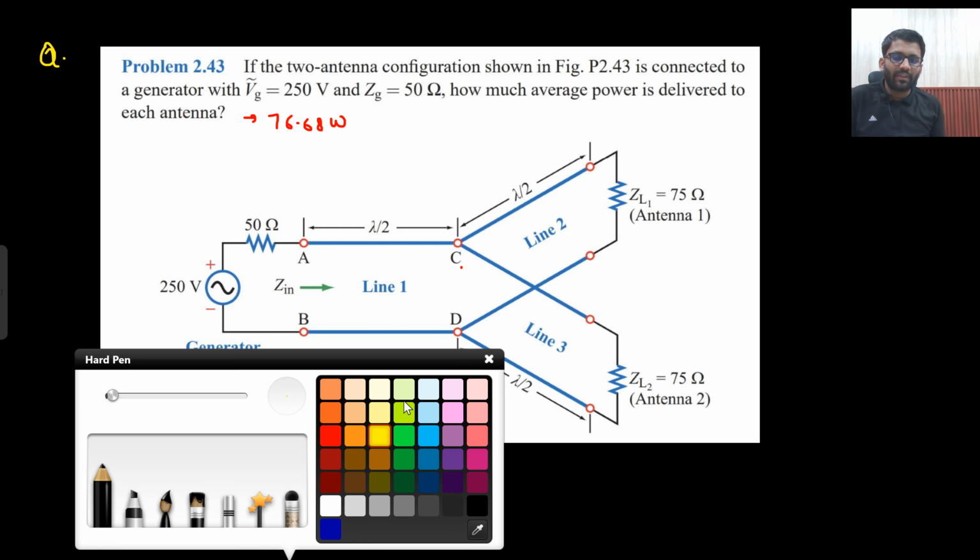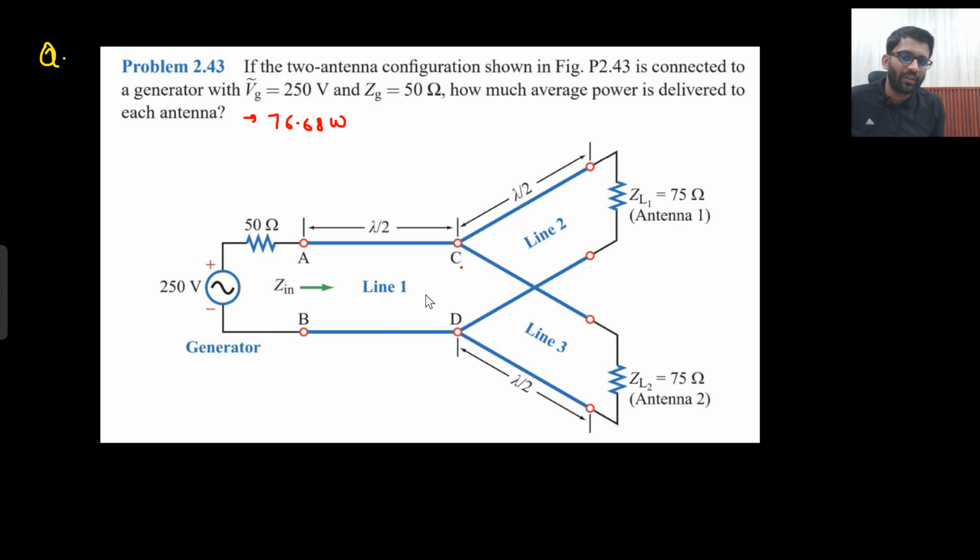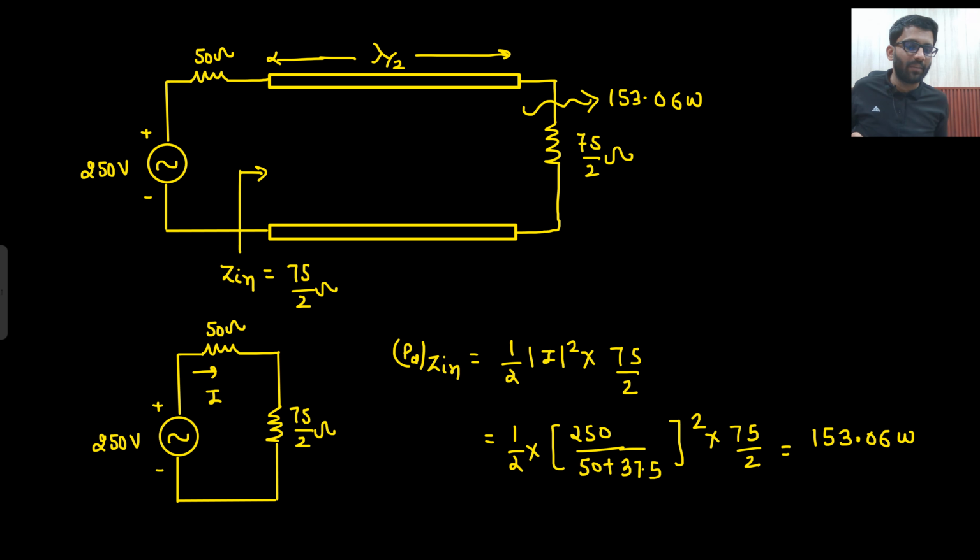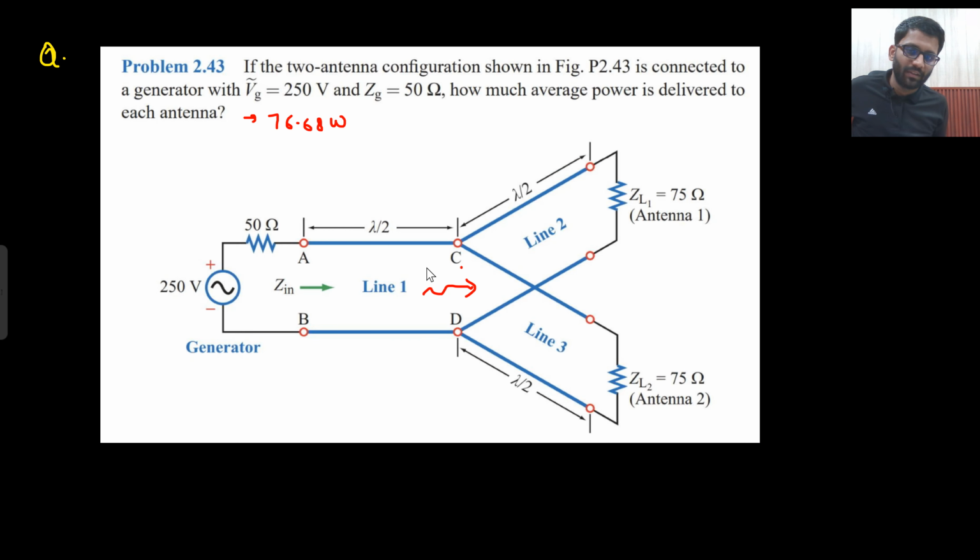Now, how much power is coming here? 153.06 here to this load. What we are finding is the power delivered to the line. And the power delivered to the line is equal to the power delivered to the load. And what is the power delivered to the load? That is 153.06 watt.